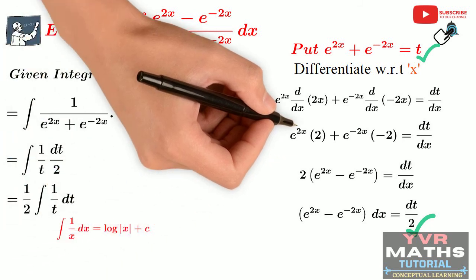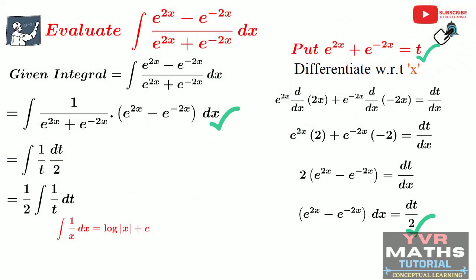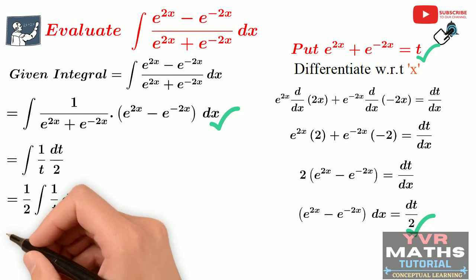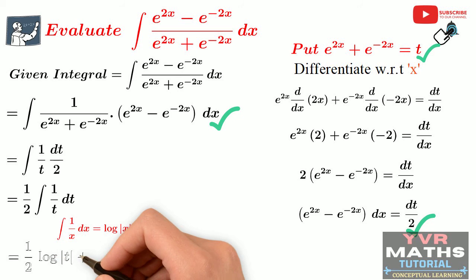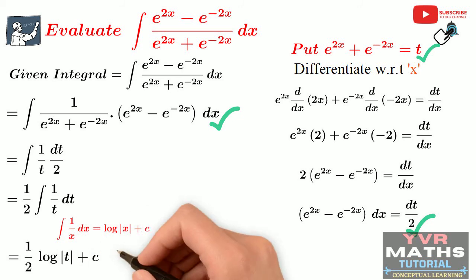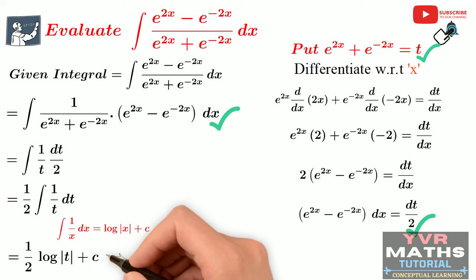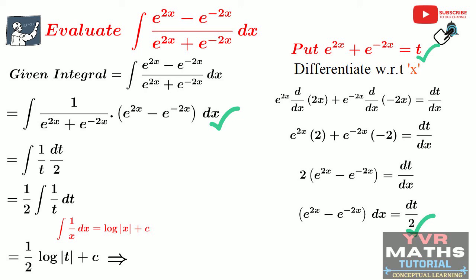So, we know the standard integral formula, integral 1 by x dx. By using this standard integral formula, the next step is 1 by 2 into log modulus of t plus c. Now, replace the new variable by the original variable in the answer. What is the new variable here? T. What is the original variable function here? E power 2x plus e power minus 2x.